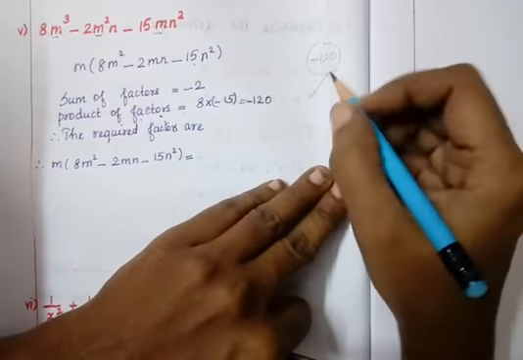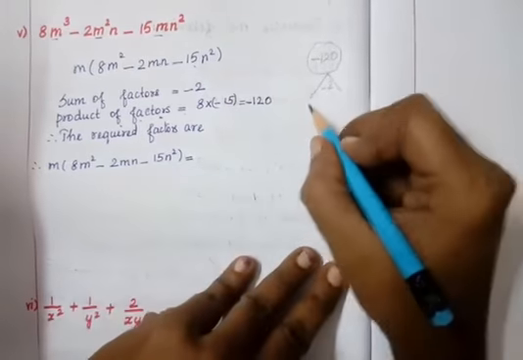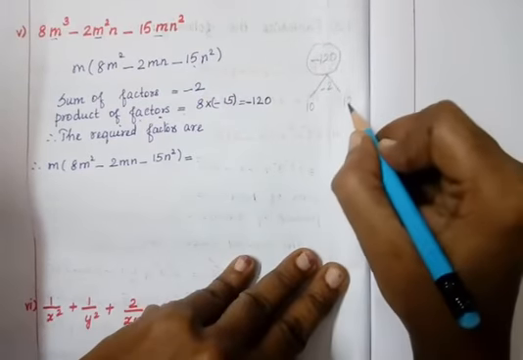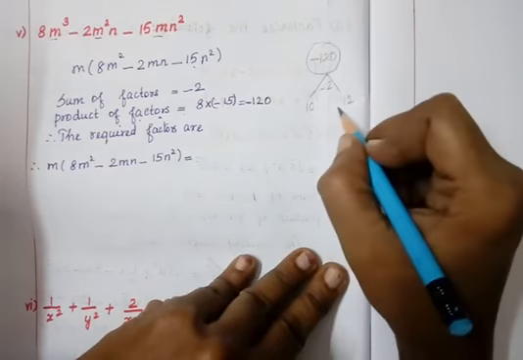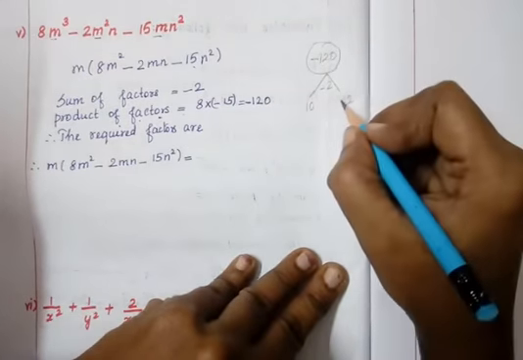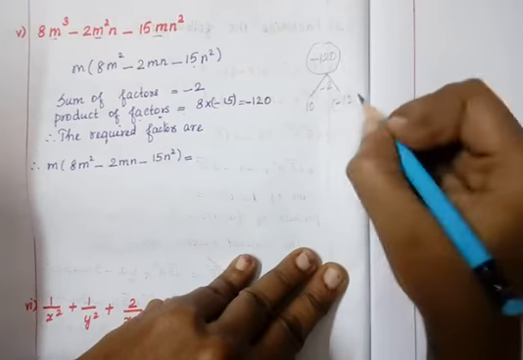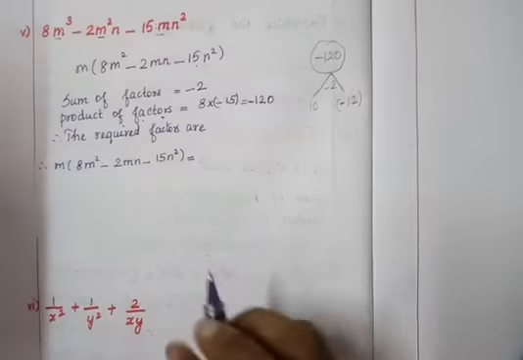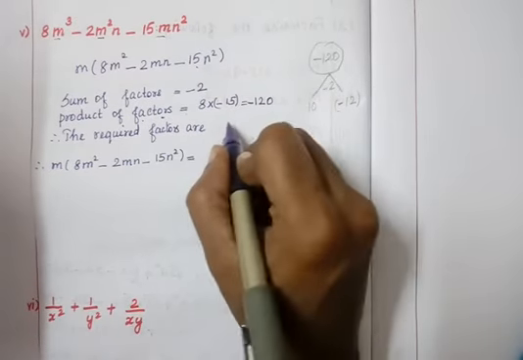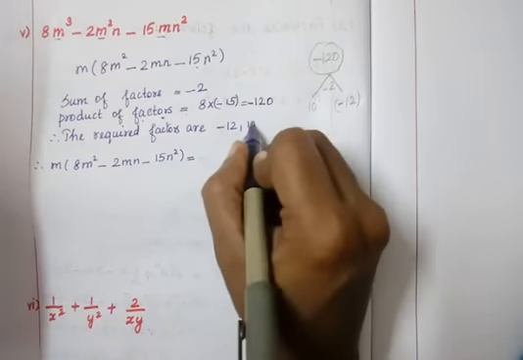When we add the two factors, you get minus 2. So consider 10 and 12. 10 into 12 is 120. Then 10 minus 12 is minus 2. So here you get minus 12. So the required factors are minus 12 comma 10.